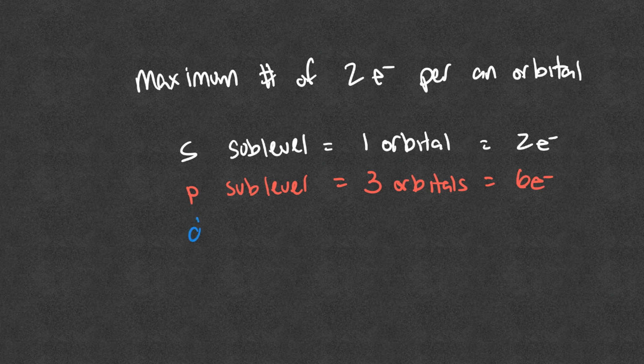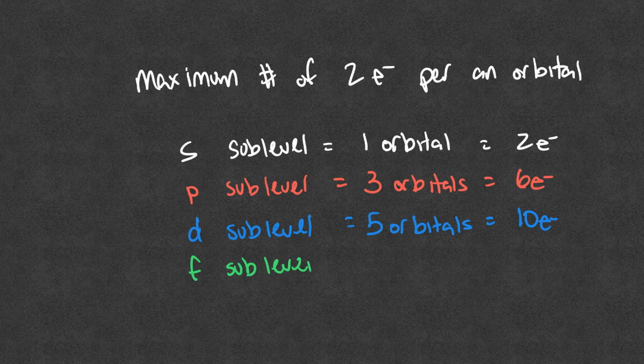If you have the D sublevel, it contains 5 orbitals, and so the maximum amount of electrons that could fit in the D sublevel would be 10 electrons. And then you have the F sublevel. If you think your way through this, there are 7 orbitals in the F sublevel. So what's the maximum amount of electrons that could fit in the F sublevel? Hopefully you guessed right. There are 14 electrons. So kind of just to take this back.